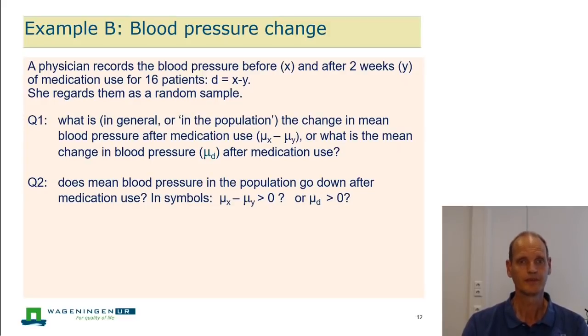Question 2 could be: does mean blood pressure in the population go down after medication use? And in symbols that would be mu x minus mu y larger than 0, or mu d larger than 0.